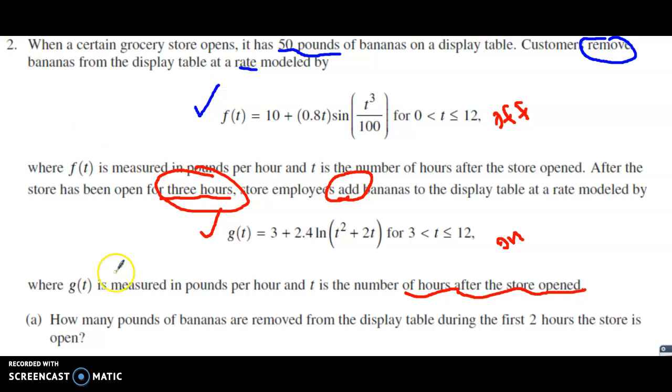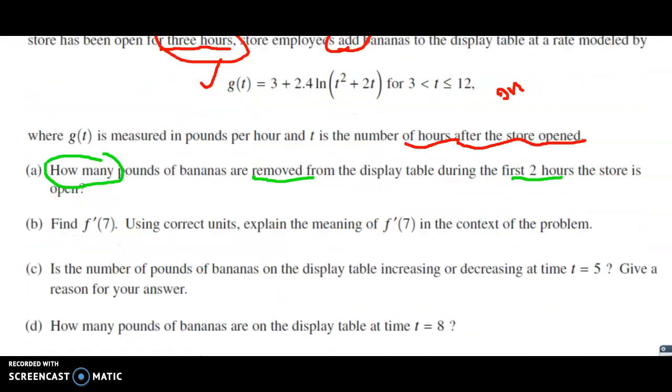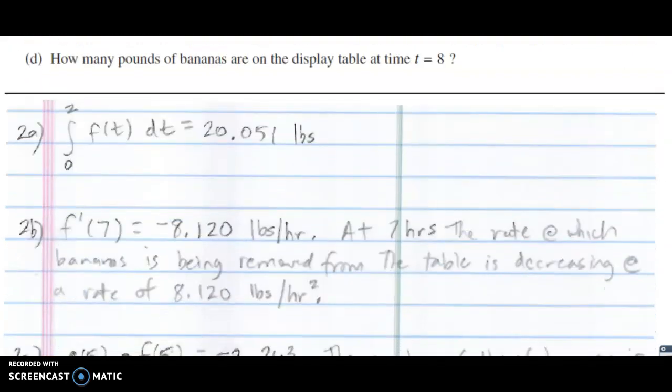All right, letter A. How many pounds? So we know that we're given a rate and we're doing a how many, and we want to know how many bananas are removed from the display during the first 2 hours. Since they're removed, we're only considering our off rate. So that's pretty easy. In letter A, I'm going to write my integral from 0 to 2. This is my removal rate.